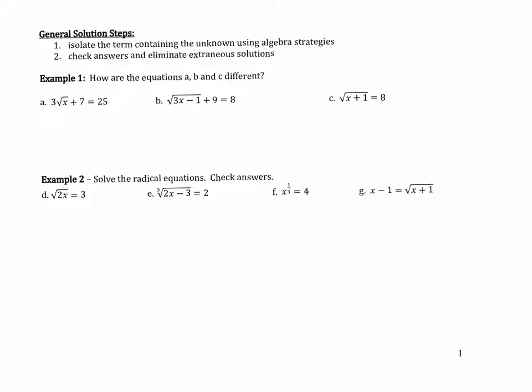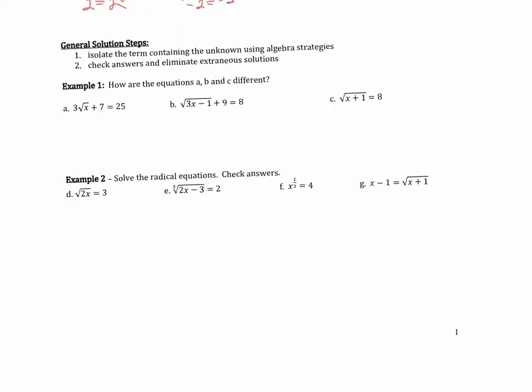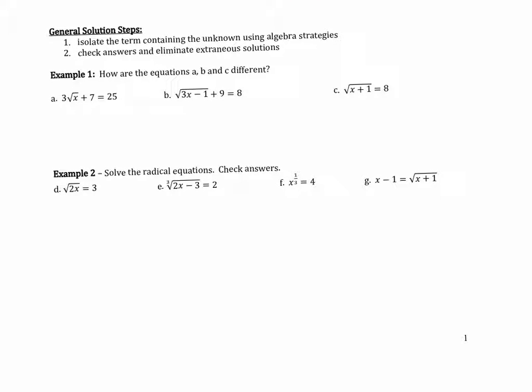So in examples A and B, we would have to do a little bit more algebra in order to isolate the radical expression. We'd have to move the 7 to the other side by subtracting 7 from both sides. And we'd have to divide both sides by 3 in order to get the square root of x isolated on one side of the equal sign. In example B, we would need to subtract 9 from both sides of the equation in order to isolate the radical expression.